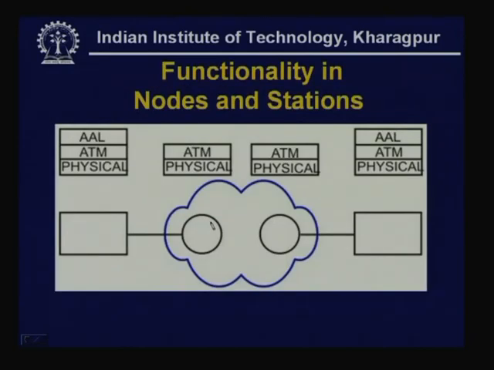Let us see how it is being done. Here the functionality of nodes and stations is defined. As you can see, the user stations have 3 layers of functionality: physical, ATM and AAL, application adaptation layer. On the other hand, the switches have only 2 layers, ATM and physical. So, all the switches within this ATM network have ATM and physical layers. Only the user interfaces have 3 layers of functionality: physical, ATM and AAL.